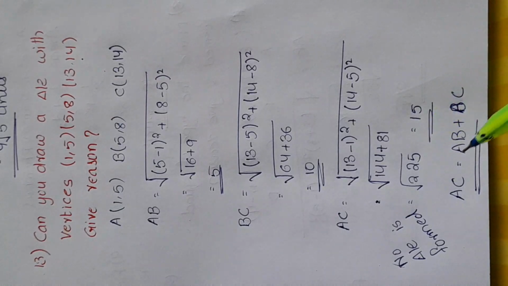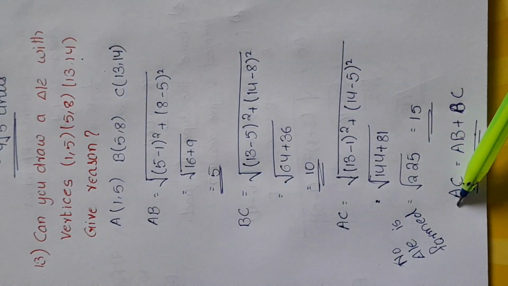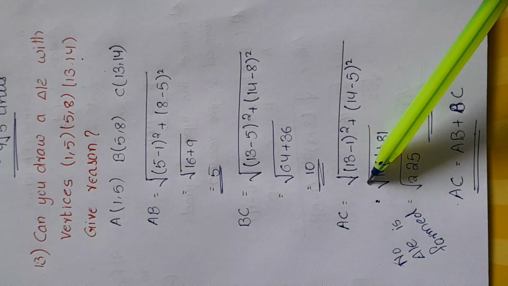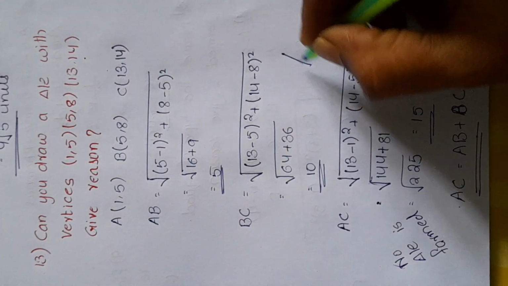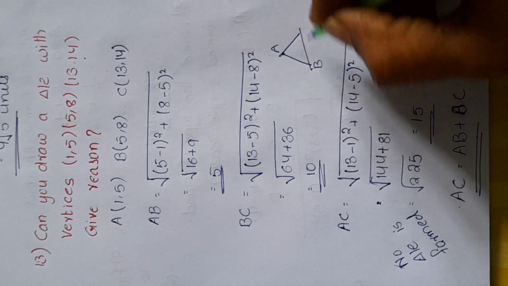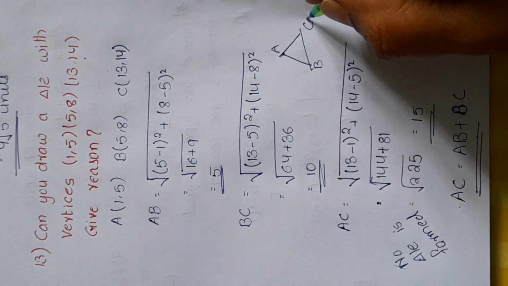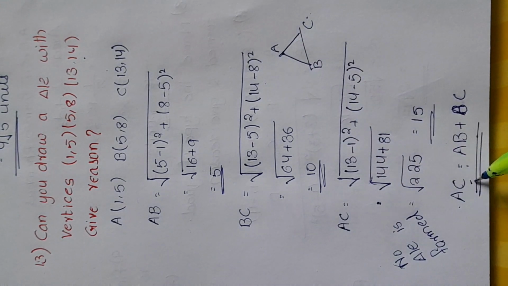We can say 2 reasons. As these 3 points A, B, C are collinear, they don't form a triangle. Another reason is the sum of any 2 sides of a triangle must be greater than the third side. That is, AB plus BC should be greater than AC. But here it is equal to AC. So this doesn't form a triangle.